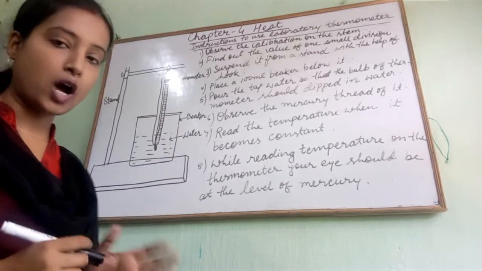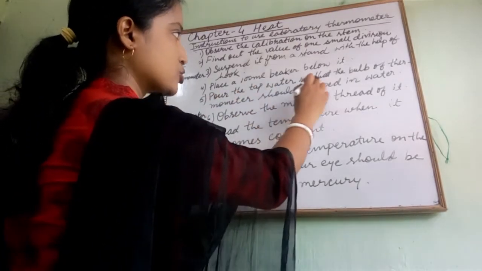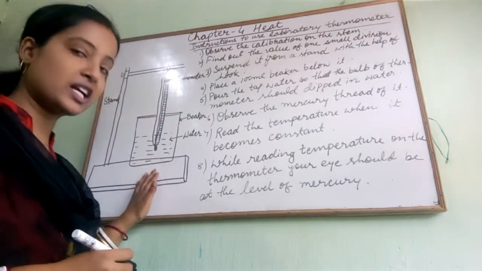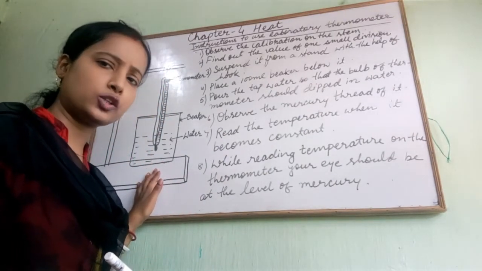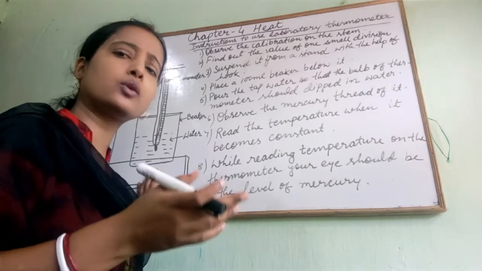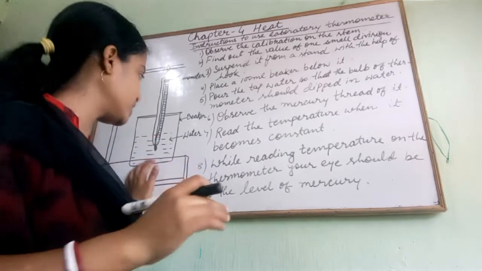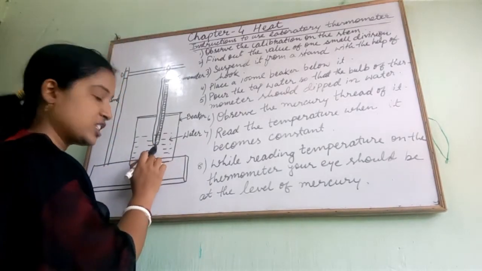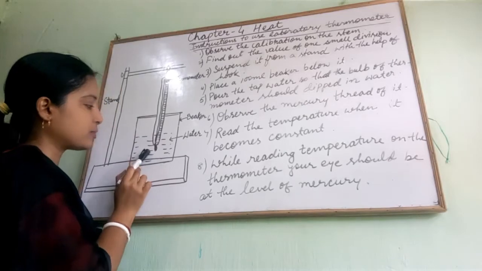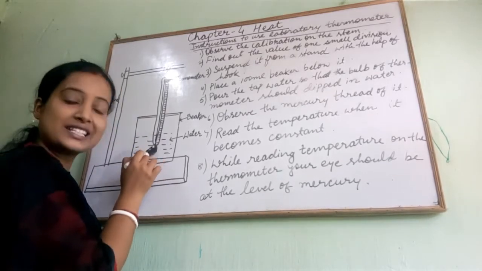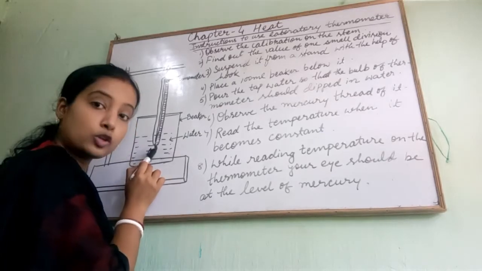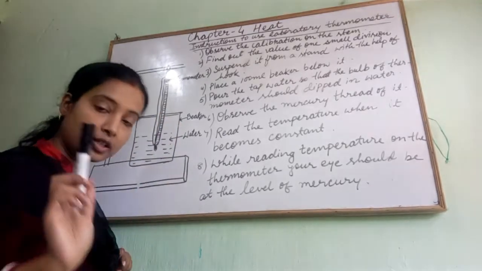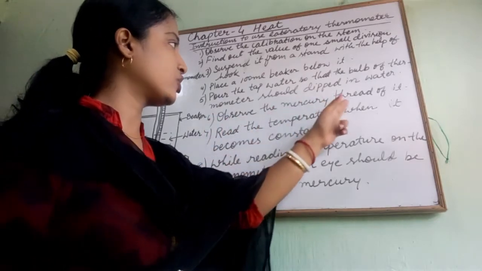Now you pour tap water so that the bulb of the thermometer is dipped in water. In this beaker you have to pour some water. You can take the water from a tap, hand pump or well, any source of water, but in such a way that the bulb of the thermometer, this lower portion of the thermometer, is dipped inside the water to measure the temperature. It should not be at the upper level, but dipped inside the water. Remember that.